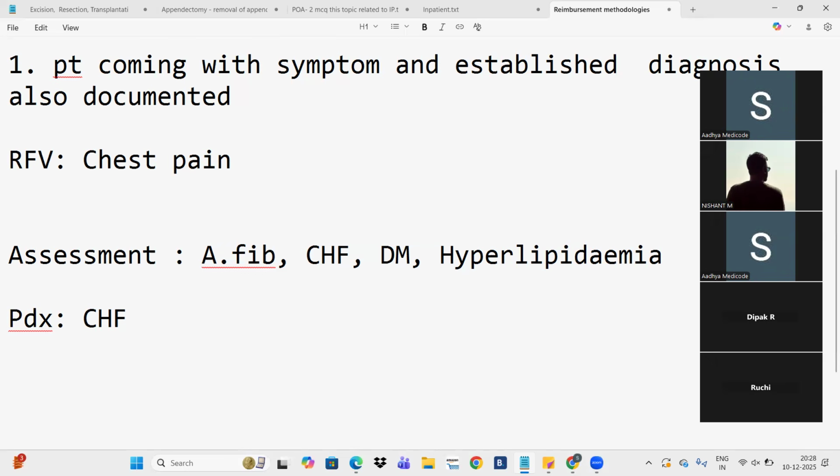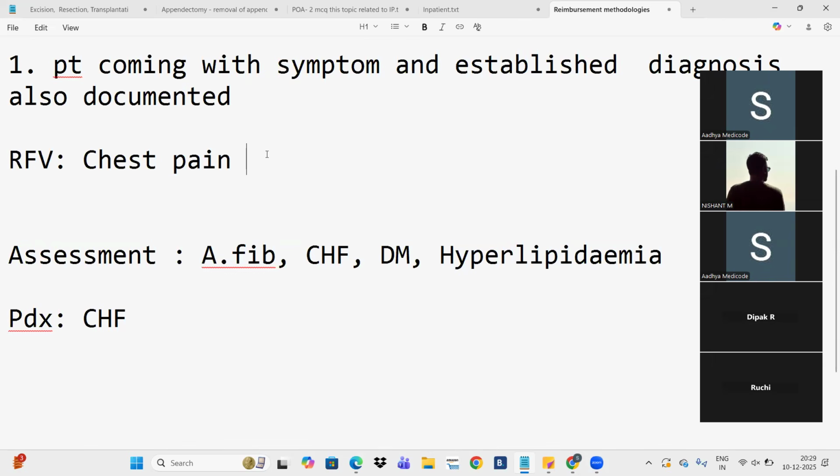In case there are two reasons for the visit, like chest pain and headache, whenever multiple diagnoses related to the reason for the visit are documented in the assessment, then check the DRG value.